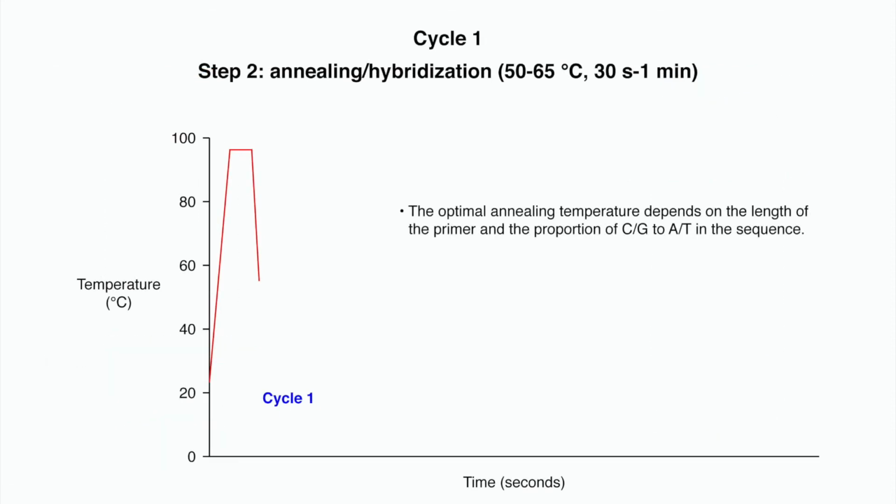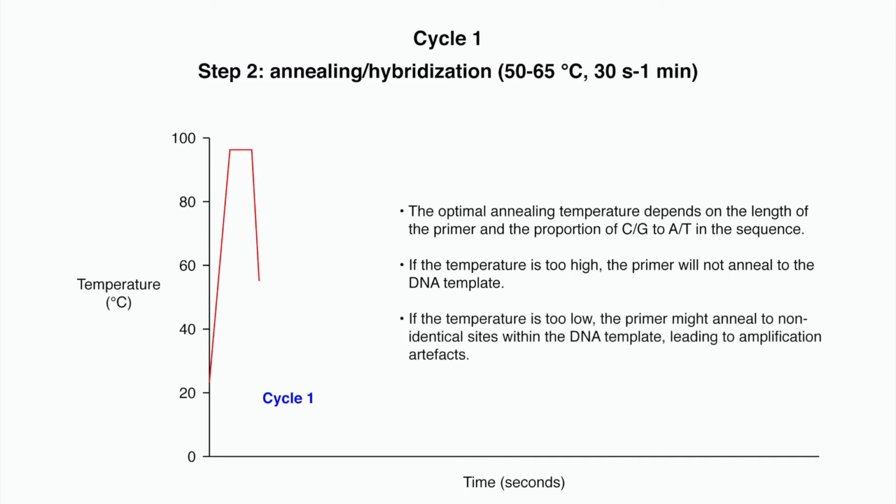The specific annealing temperature depends on the length of the primer as well as the proportions of C and G nucleotides to A and T nucleotides. Longer primers require higher annealing temperatures. Likewise, primers with a higher proportion of C or G nucleotides will require a higher annealing temperature. If the annealing temperature is too high, the primers will not bind efficiently to the template. If the annealing temperature is too low, there is a risk of non-specific binding of the primer to the template, which can lead to amplification artifacts.